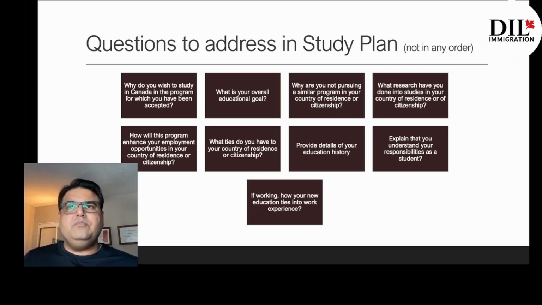But then you also have to address things such as why Canada, why not other English speaking countries for that matter? For example, you might have an opportunity to study in Australia, the United Kingdom, New Zealand, or the USA. So you need to address that as well, right? Why is it that you wish to study in Canada versus the other options which are available?